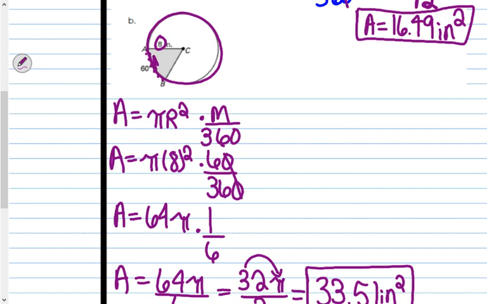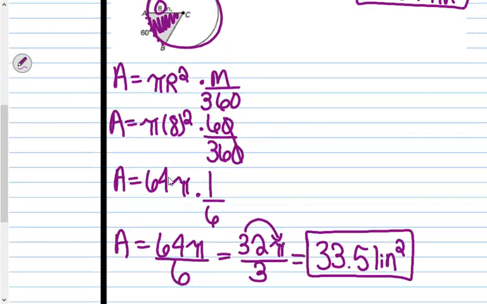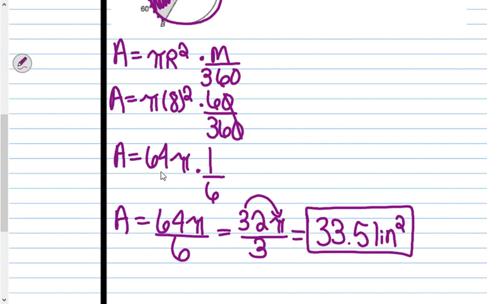33.51. Just this portion. Okay, if I wanted to know the whole portion, it would be 64 pi, and that's going to be over 180. But I needed just 1/6 of it. That shaded piece was only 1/6, so I needed 1/6 of the area.